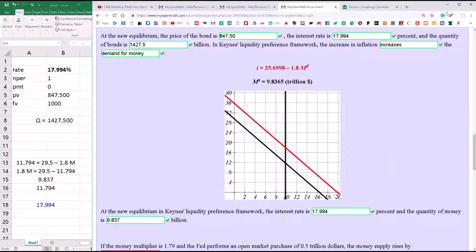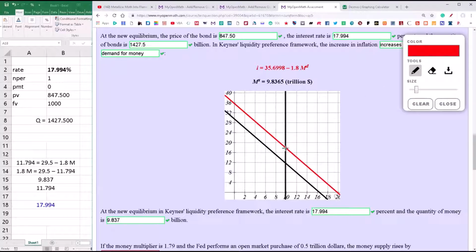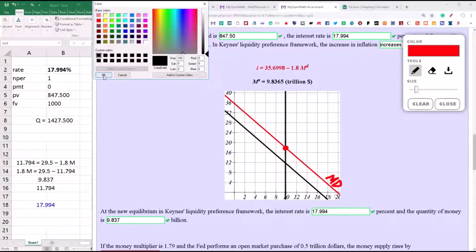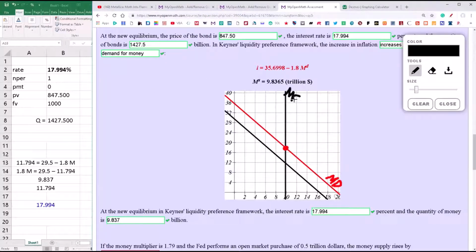So let's go ahead and graph this. So this is the new equilibrium. This is the final money demand. This is money supply before and after. This is money demand now. This is the equilibrium, right? And the interest rate was just under 12, if I remember right. The new interest rate is higher at almost 18.